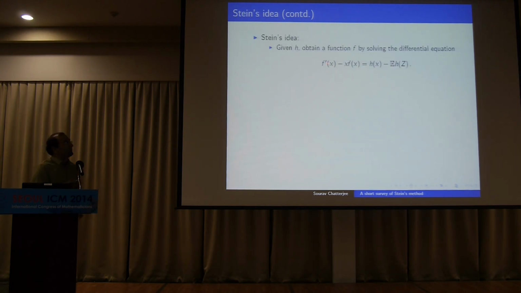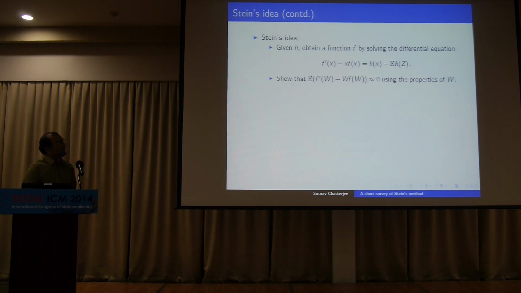So Stein's idea is the following. Given a function h, you obtain a solution to this differential equation. So you take the expectation of h of Z, where Z is a standard Gaussian random variable. So this is just a constant, just a number. And you take h(x) minus this constant, and you solve this differential equation. You get a function f. Okay, so that's the first step. You solve this differential equation.